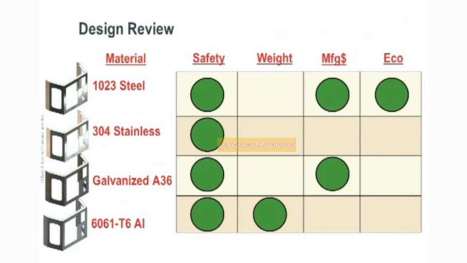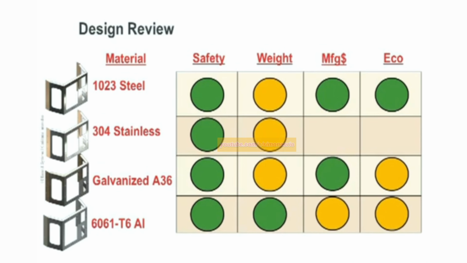First of all, we know what passes. Every one of my material options can pass the safety test. I just have to pick the right thickness. Of course, if we're going for weight, aluminum is hands down the best choice. We also saw with costing that galvanized and carbon steel, they're the best choice. And also, by far, the least environmental impact comes with the 1023 carbon steel.